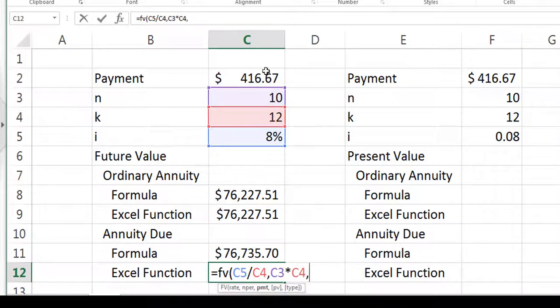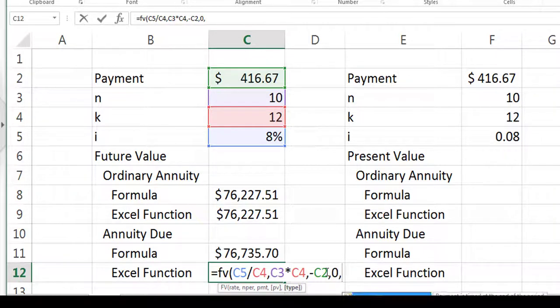And then our payment is, again, the $416.67. Of course, we want to put a negative sign in front of that because of that whole cash flow thing we have to be conscious of when we're entering an Excel function. We type a comma, our PV, that's going to be the present value. We use that if we have a big lump sum to put in. So if you had 10 grand right now and you want to put 10 grand into an investment and then add $416 a month every month for the next 10 years, that's where you enter that $10,000. We're going to enter a 0 because we're not using it.